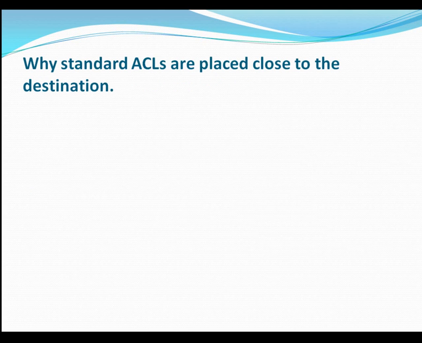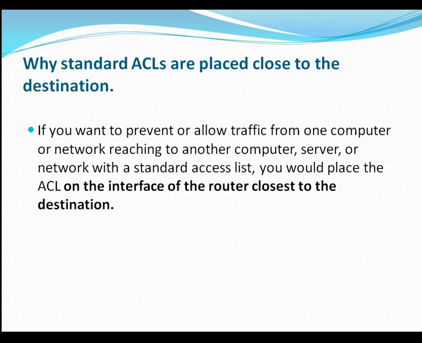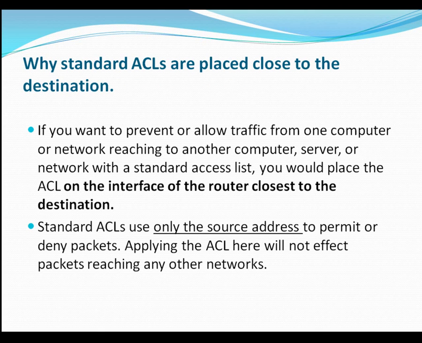Why are standard ACLs placed close to the destination? If you want to prevent or allow traffic from one computer or network from reaching another computer, server, or network with a standard access list, you would place the ACL on the interface of the router closest to the destination. Standard ACLs use only the source address to permit or deny packets. Applying the ACL here will not affect packets from reaching any other networks.